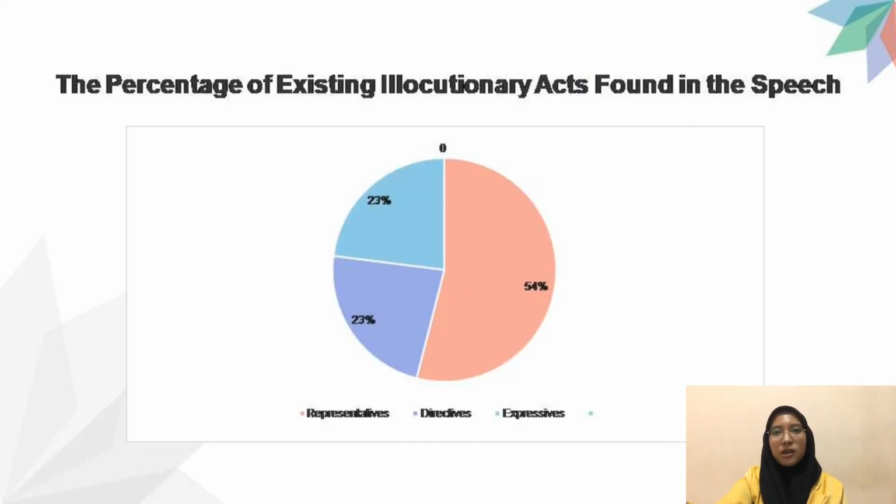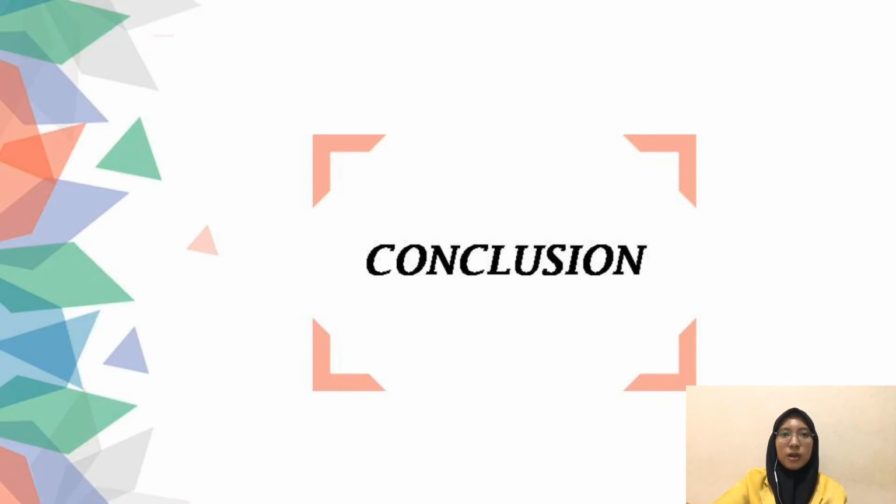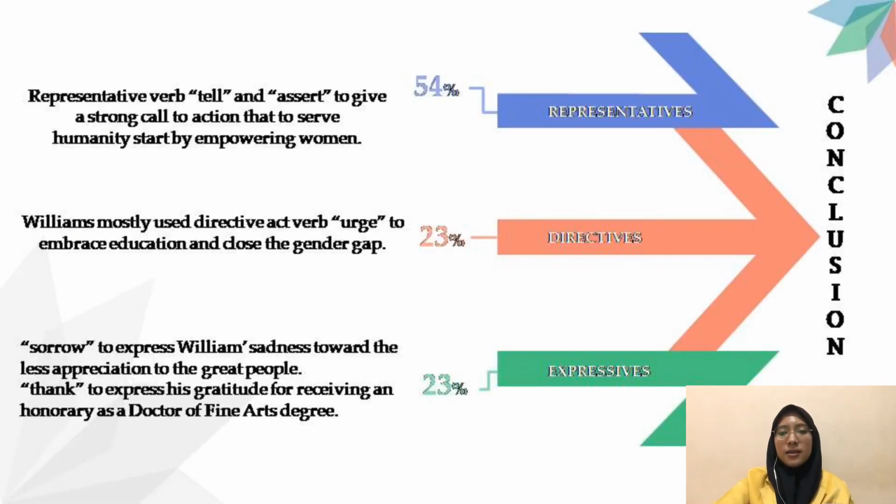So this is the percentage of illocutionary acts found in the speech: 54% for representative, 23% for directive, and 23% for expressive. And the last chapter is the conclusion. After analyzing the utterances in Pharrell Williams' speech, there are some conclusions that can be drawn. First, among those kinds of illocutionary acts, the representative act is the most used act in the speech. It is found in 27 data or 54%.